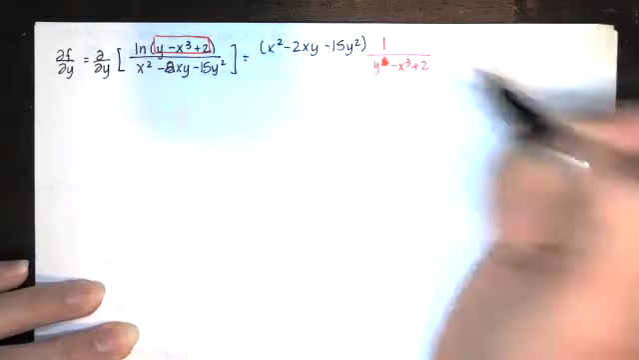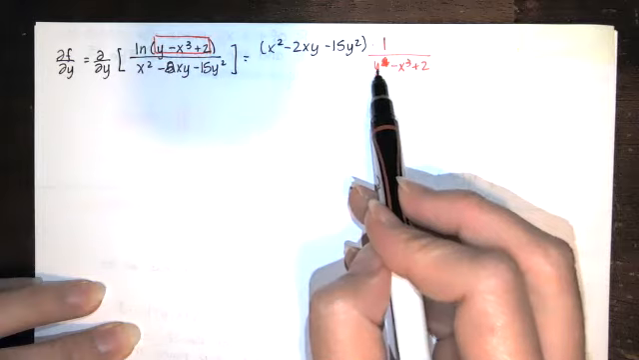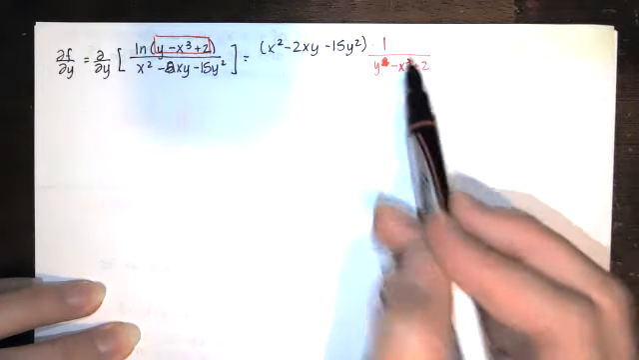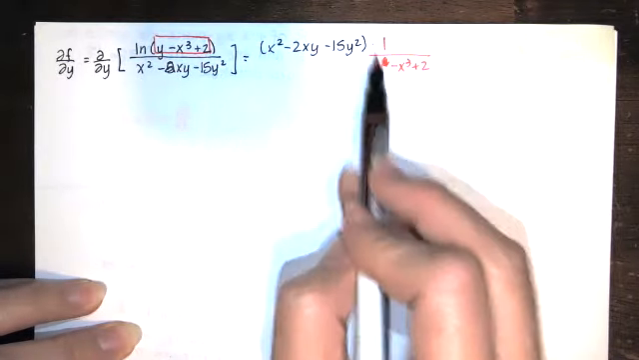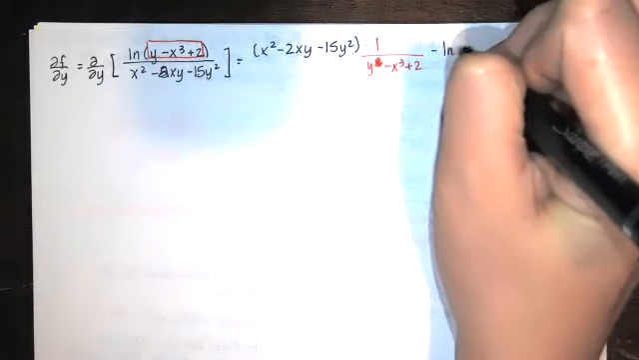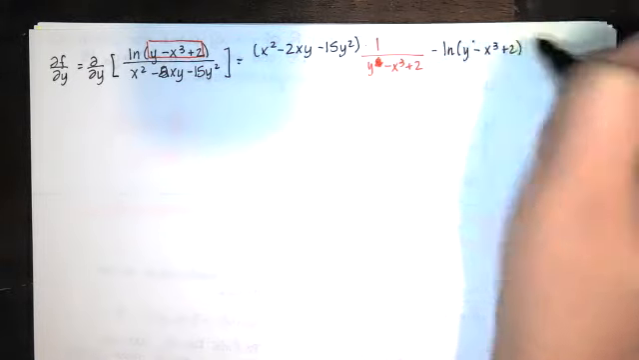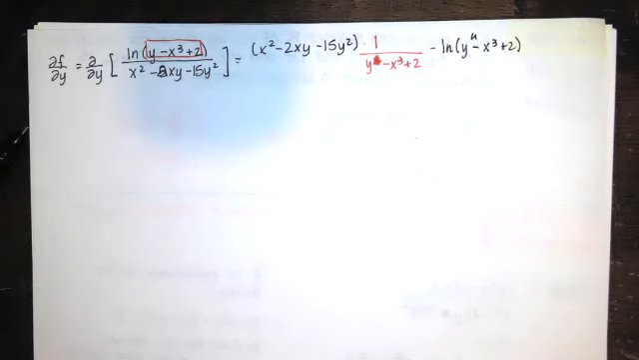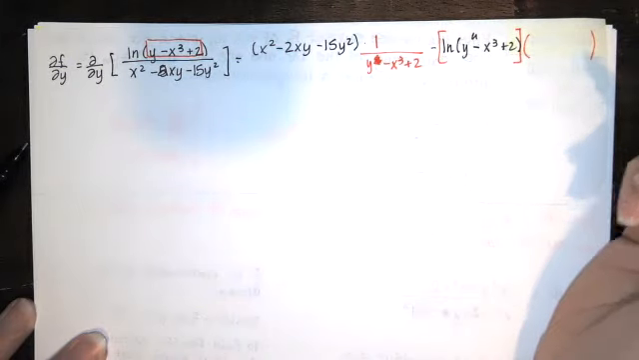Times the derivative of the inside with respect to y, treating x as a constant. Well, the derivative of y with respect to y is 1, and of course the derivatives of all these pieces are 0. So this is the bottom function times the derivative of the top function, minus the top function times the derivative of the bottom function with respect to y, treating x as a constant.